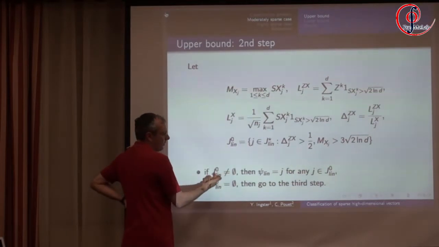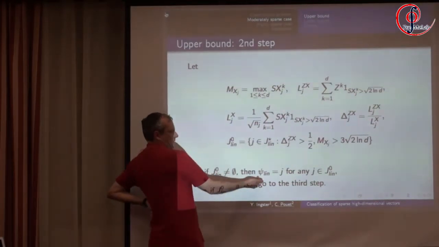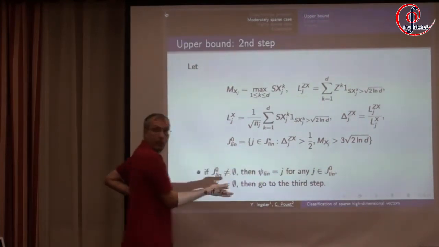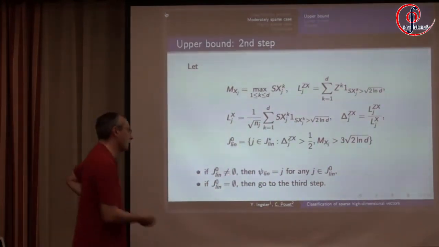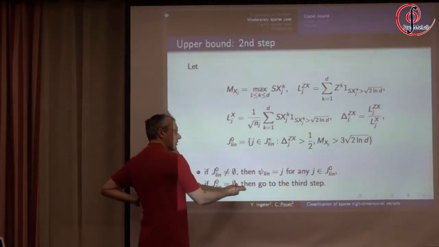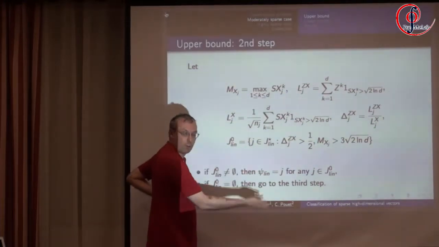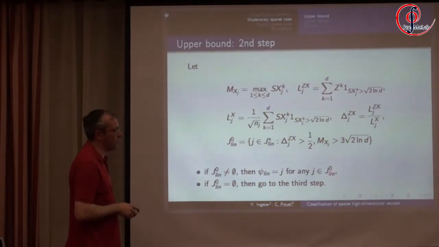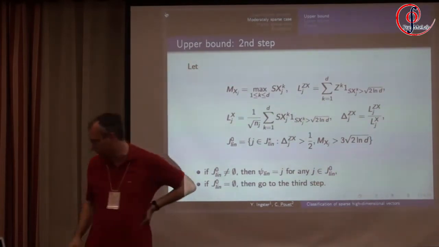So if this set is non-empty, then we can take psilin equal to j for any point in this set. And if this set is empty, then we will have to go to another step, which will be the final step for this psilinear estimator.